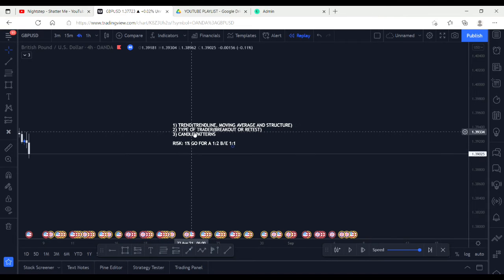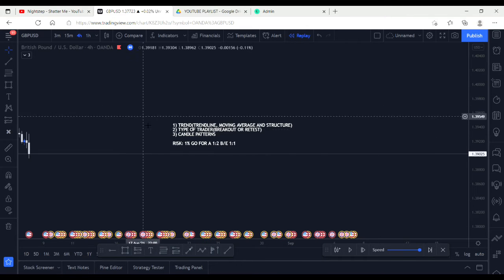Trend. So for me, I wait for a retest, or you can wait for a breakout, and then you're going to have your candle patterns as a confirmation for your entry. And then your risk, 1% for every trade, and go for a 1 to 2 after a candle reaches a certain point. So that will be the 1 to 1. That's where you bring your stop loss to your entry, and that's what a break even is.